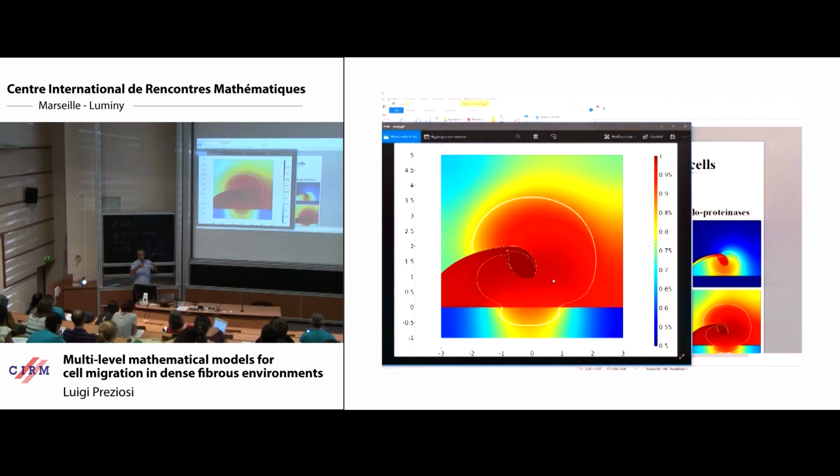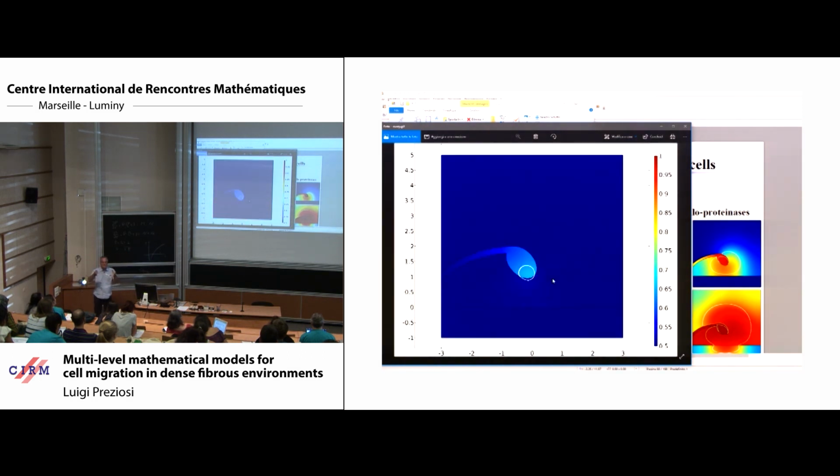So the first thing to do is that this ensemble of cells will just sit on the membrane, they will degrade and they will pass.